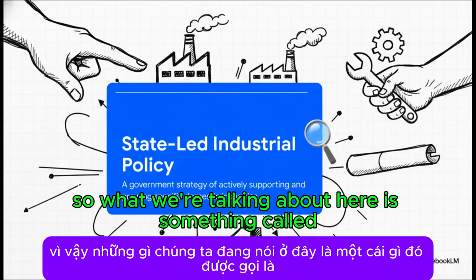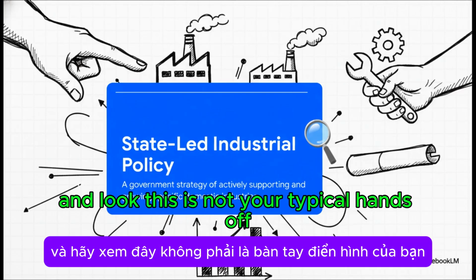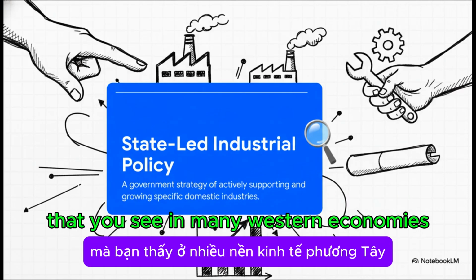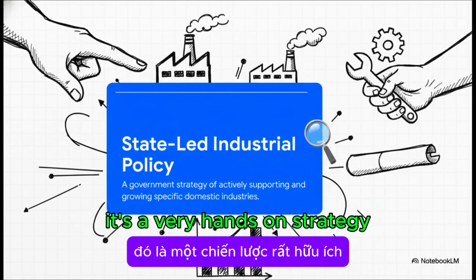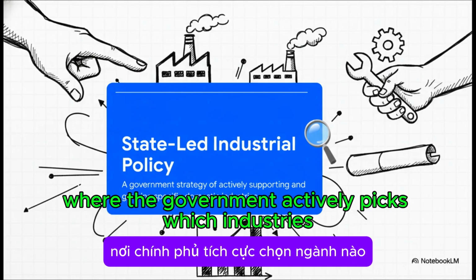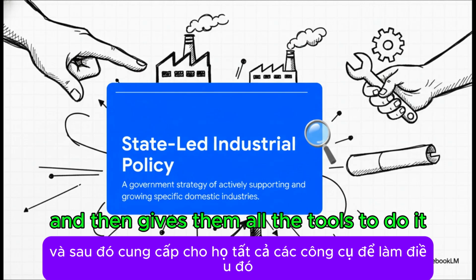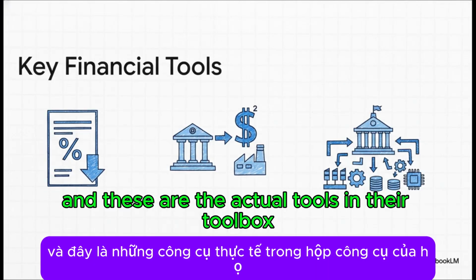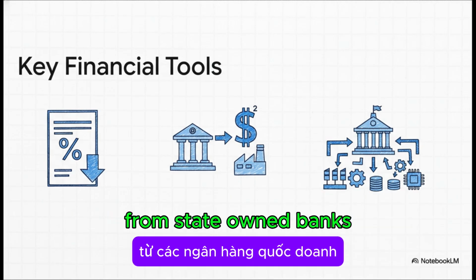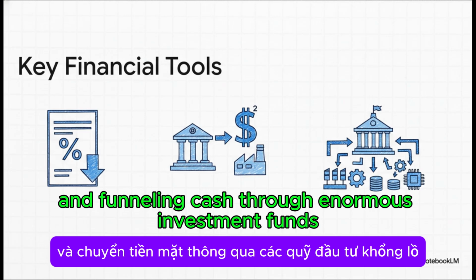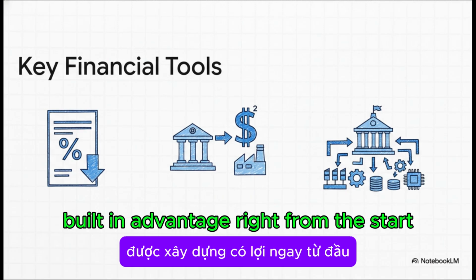So what we're talking about here is something called state-led industrial policy. And look, this is not your typical hands-off, free market approach that you see in many Western economies. No, this is the complete opposite. It's a very hands-on strategy where the government actively picks which industries it wants to win and then gives them all the tools to do it. And these are the actual tools in their toolbox. By offering major tax breaks, flooding companies with cheap loans from state-owned banks, and funneling cash through enormous investment funds, the government gives its chosen industries a huge built-in advantage right from the start.